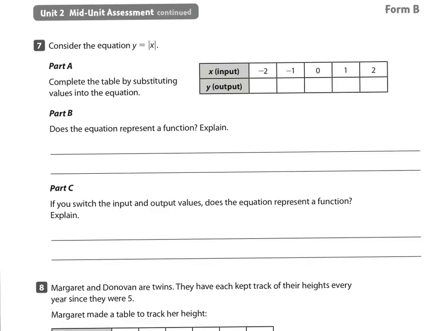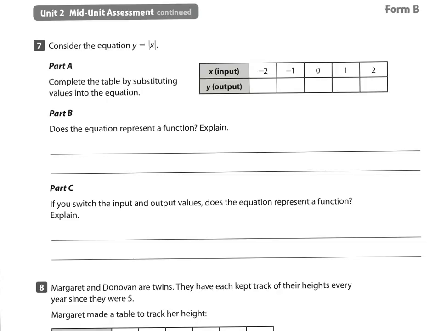Now, for this problem, we actually need to go back and remember things that you learned in 7th grade, which is the absolute value. It says consider the equation y equals absolute value of x. If you don't remember, this is the quick review. The absolute value of a number is always going to be the positive value of it, because you're paying attention to the distance from 0. So the distance is always going to be positive.